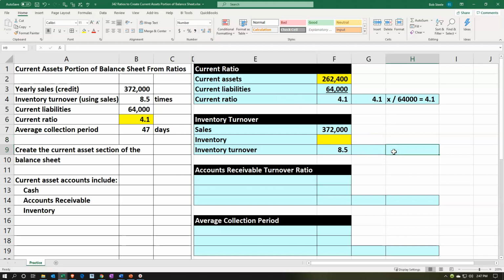I would write it down now algebraically. I like to see it vertically, and then I'll write it down algebraically on a piece of paper so that I can then do the algebra. 372,000 is going to be divided by x, which is the unknown, and it's going to be equal to the 8.5. So then you can work the algebra. I won't work the algebra here.